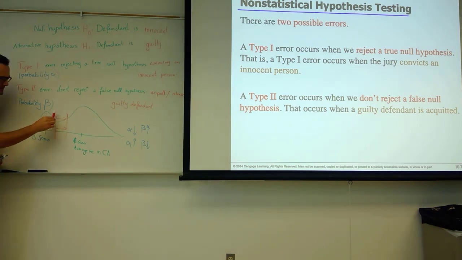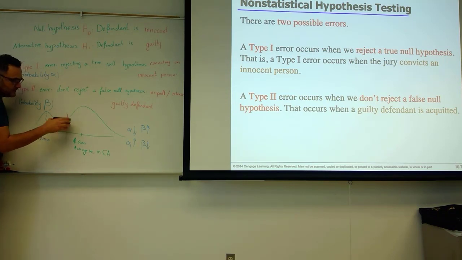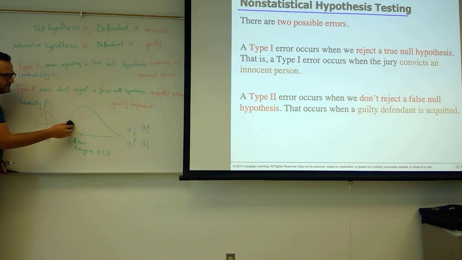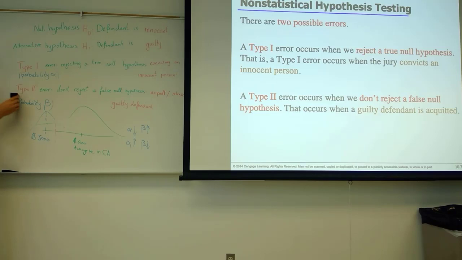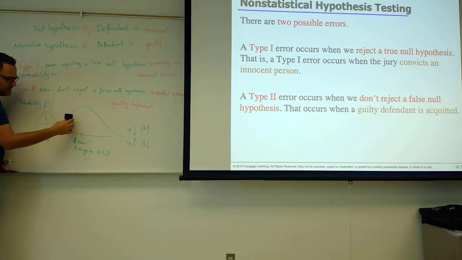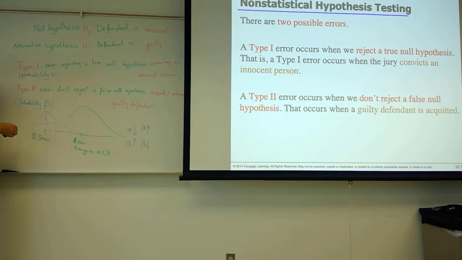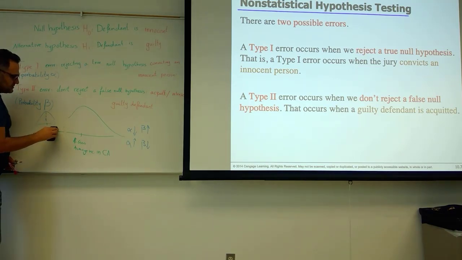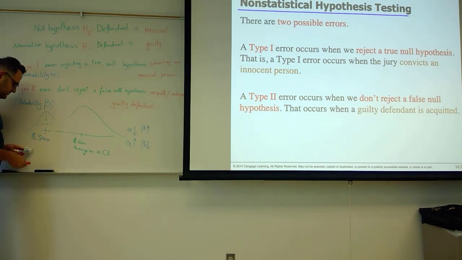And so depending on where we set that limit, we are increasing or decreasing the alpha and beta probability. So having it more to the right increases the probability for type 1 error, but decreases the probability for type 2 error in this example. Having it more to the left does the opposite. It decreases the probability for the type 1 error, but increases the probability for the type 2 error.